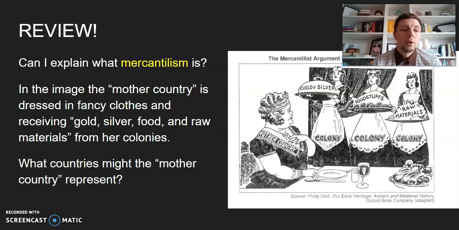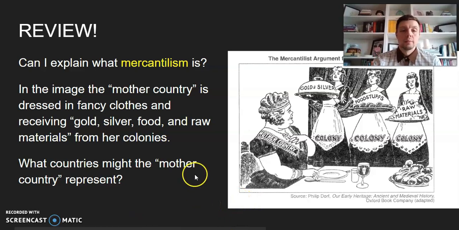I want you to think about what countries might the Mother Country represent. So which countries have we talked about that were able to build colonies and exploit them to gain wealth and power? If you said England, you would be correct.